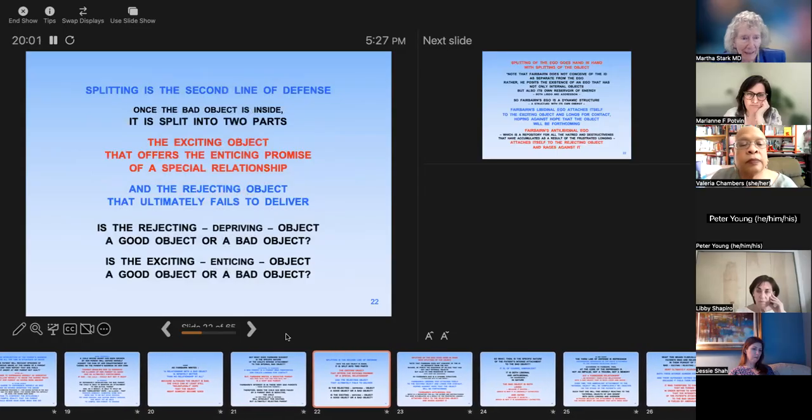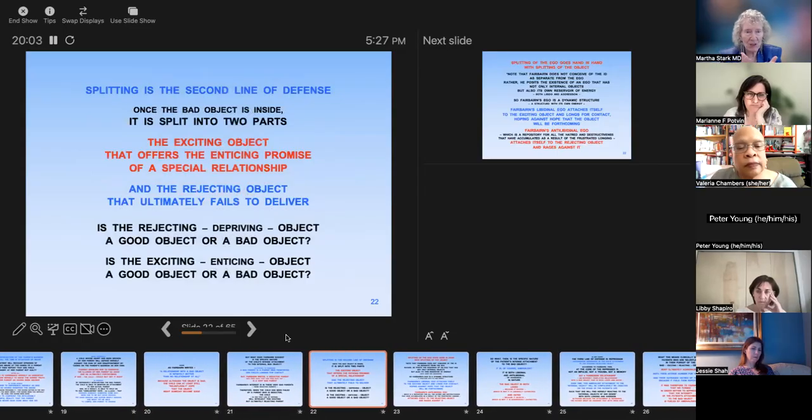Next. Splitting is the second line of defense. Once the bad object is inside, it's split into two parts, different from Kernberg's splitting that characterizes borderlines. Different, you'll see in a second. The exciting object that offers the enticing promise of a special relationship, and the rejecting object that ultimately fails to deliver. Two questions for you.